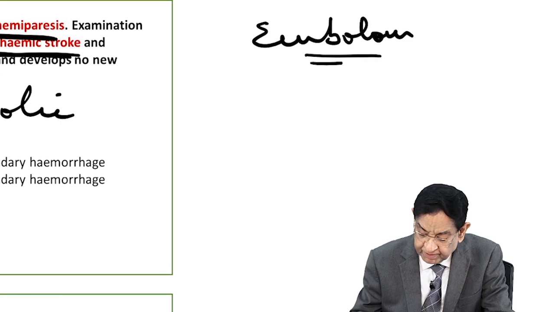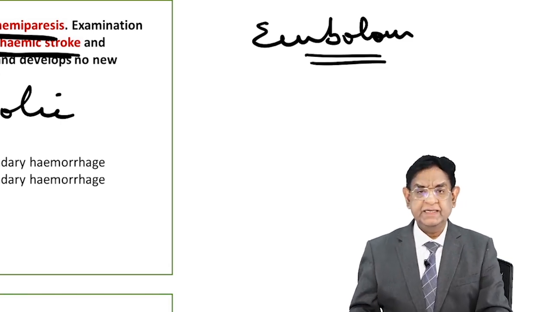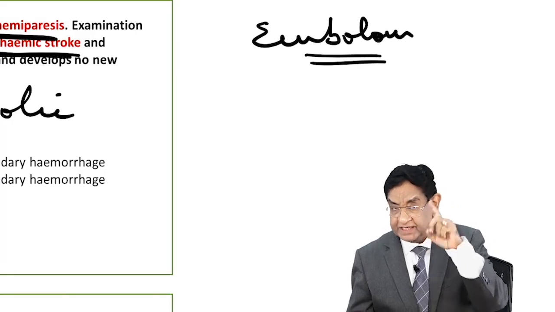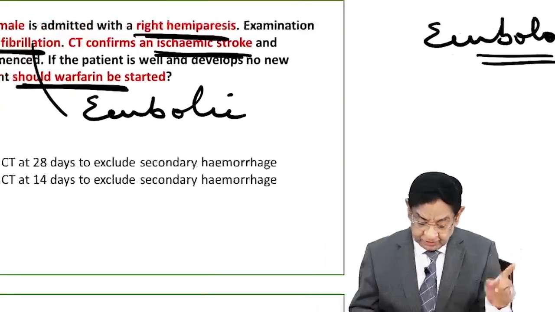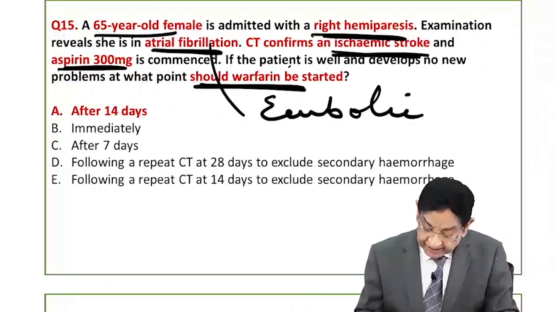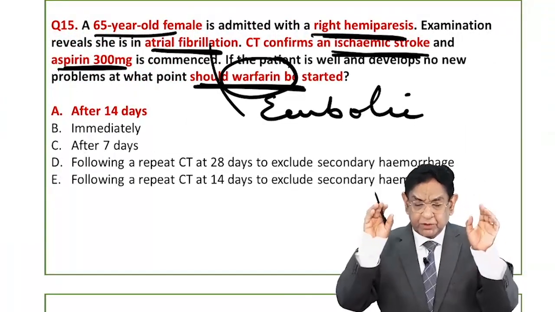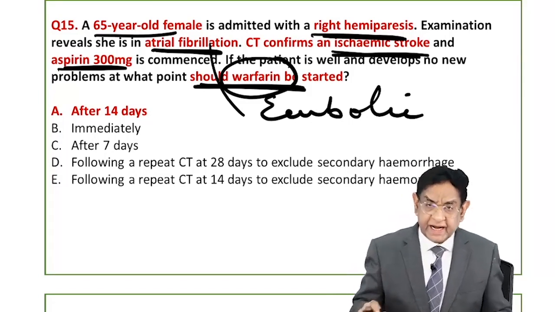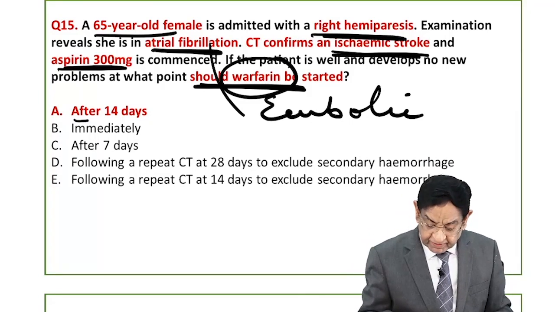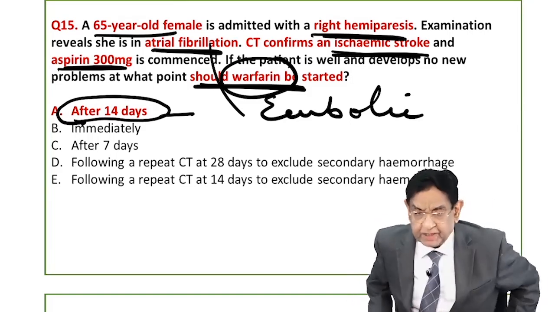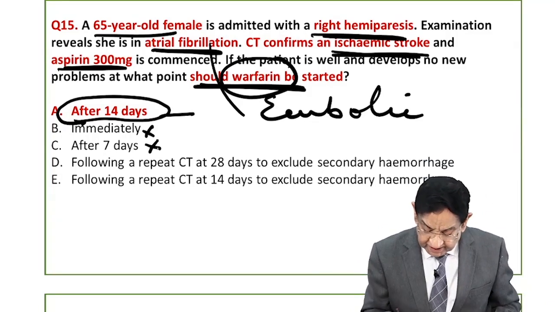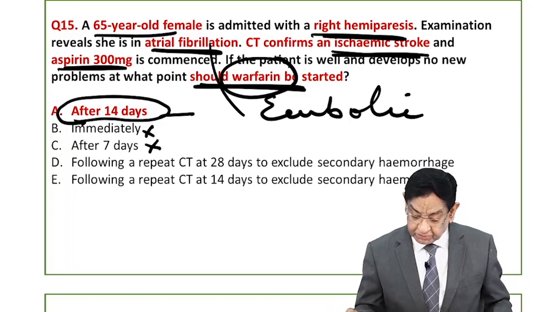Embolus must have come from AF. We want to take care of the embolus in the AF. It should not come. So for this we want to give warfarin. Point to be noted, if you have to start anticoagulant, start after 14 days. Very, very important line. We never start immediately. We never start after 7 days. It has nothing to do.